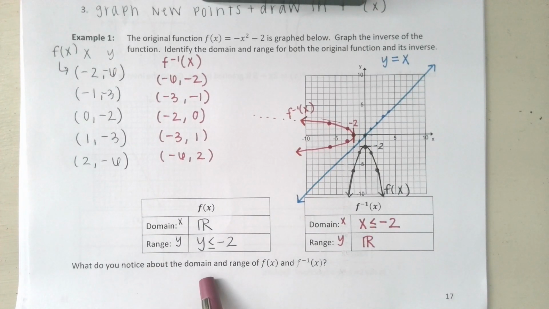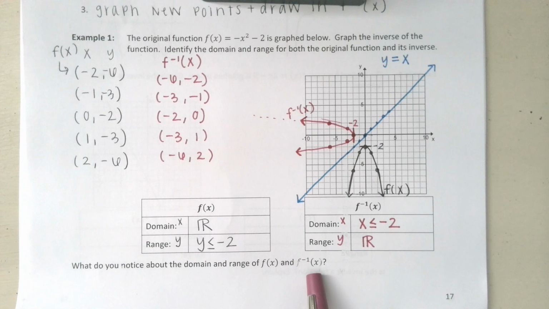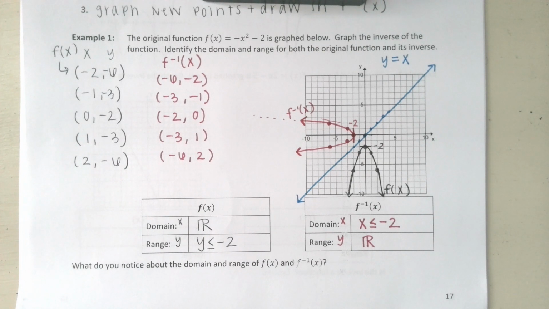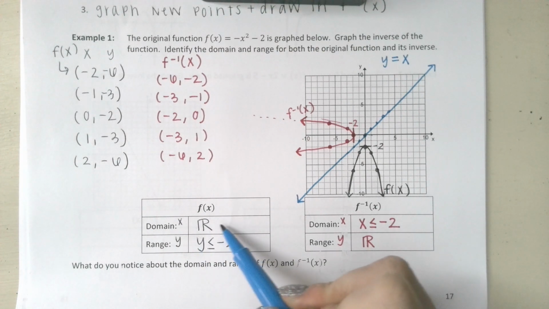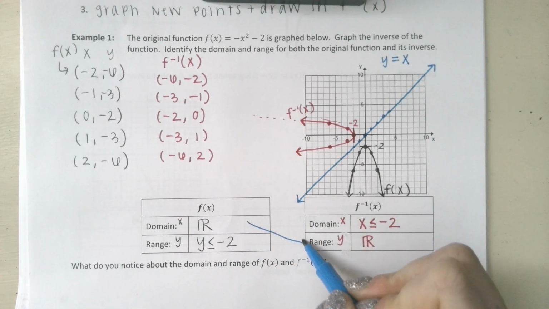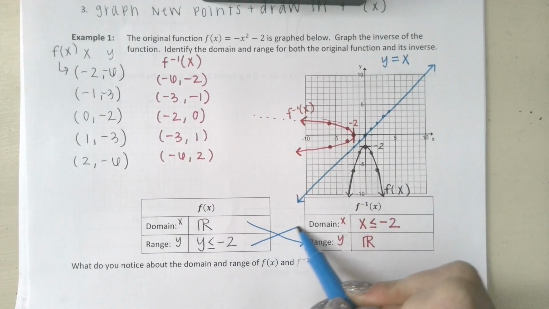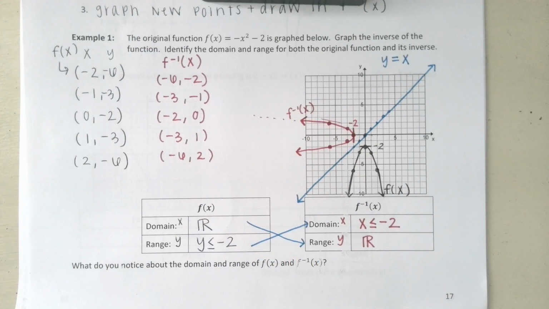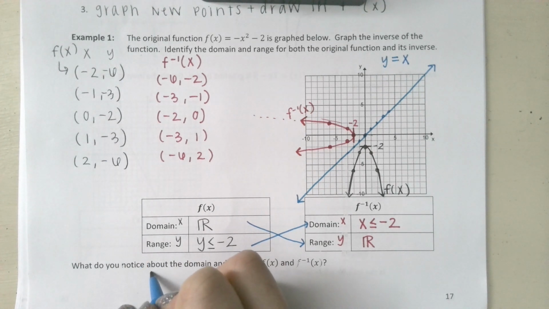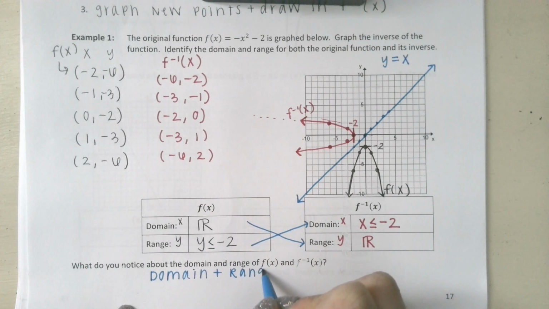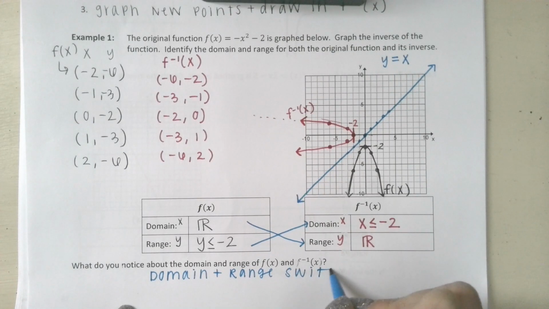Okay, what do you notice about the domain and the range of f of x and the inverse of f? So I'm looking here, it looks like my domain was all real numbers for the f, but then the inverse, the range was all real numbers. For the range we had less than -2, and look what happens here, the domain is also less than -2. So when we're looking at the domain and range of the inverses, your domain and range will always switch. So domain and range switch.